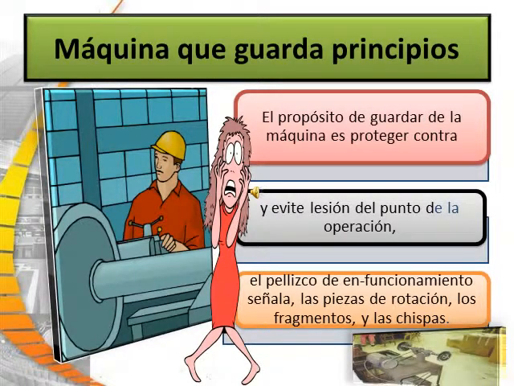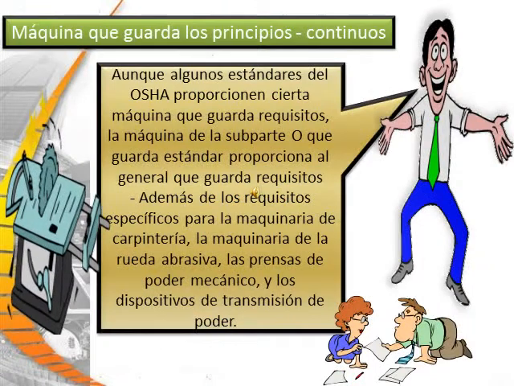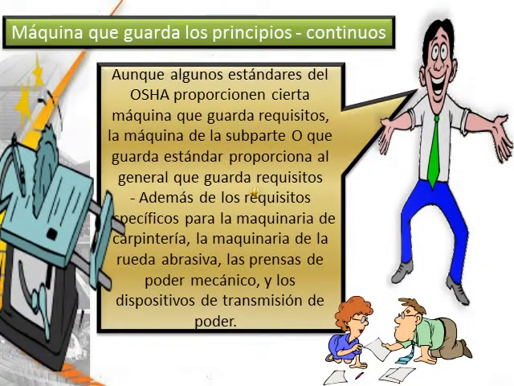The purpose of machine guarding is to protect against point of operation, in-running nip points, rotating parts, flying chips, and sparks. Although some OSHA standards provide certain machine guarding requirements, Subpart O provides general guarding requirements, in addition to specific requirements for woodworking machinery, abrasive wheel machinery, mechanical power presses, and power transmission devices.